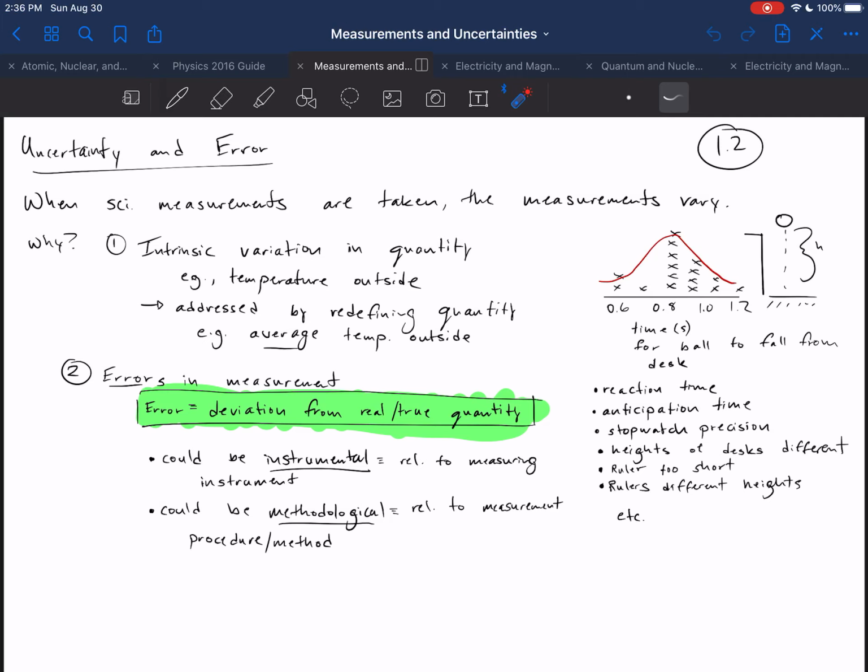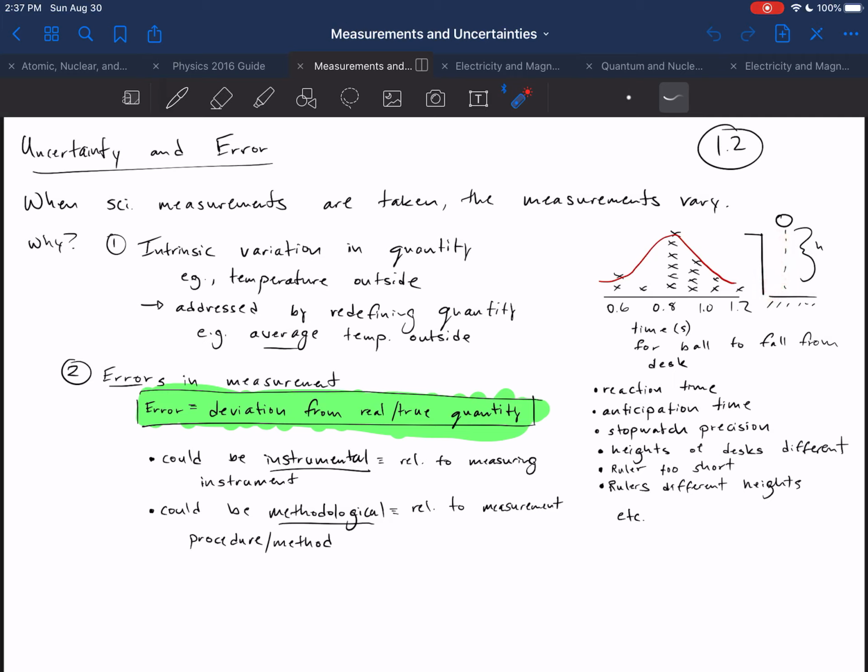When scientific measurements are taken, the measurements vary. So, for example, normally I would have you do this in class, but for the sake of the argument, consider every single student in the class being asked to drop a ball from the height of their desk and simply time how long it takes to hit the ground. So I hand out a variety of balls to different people. They all go to their desk. They take out their timers, and then they time many trials for the ball dropping from the top of the desk down to the floor.